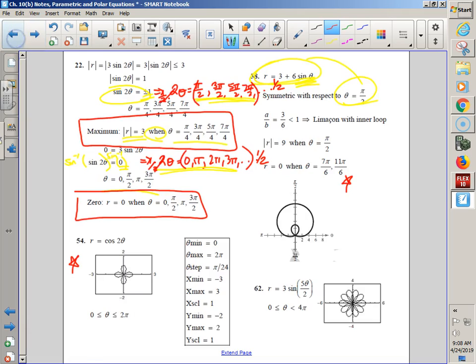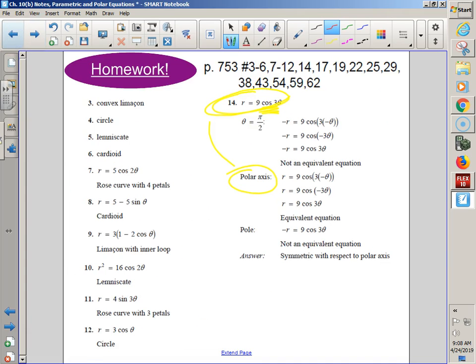Oh, is that it? Are we done? Oh. Isn't there a dimpled? Is there a dimpled one in any of these? Oh, there isn't. There's a lemniscate. They don't go with a dimpled one. They just say a limaçon. Anyway.